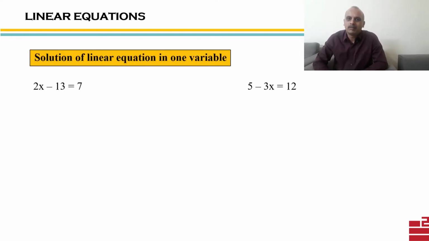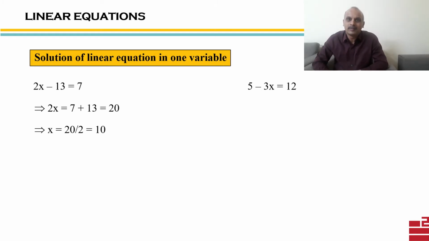Now let us see how we solve a linear equation in one variable, and that I believe is very easy. For example, if I solve the first equation, I just have to transpose the terms, or shift the terms to the other side, and simplify. So in the first equation, 2x becomes 7 plus 13, that is 20, and so the x value is 10. Solution means that value of x which will satisfy the original equation.